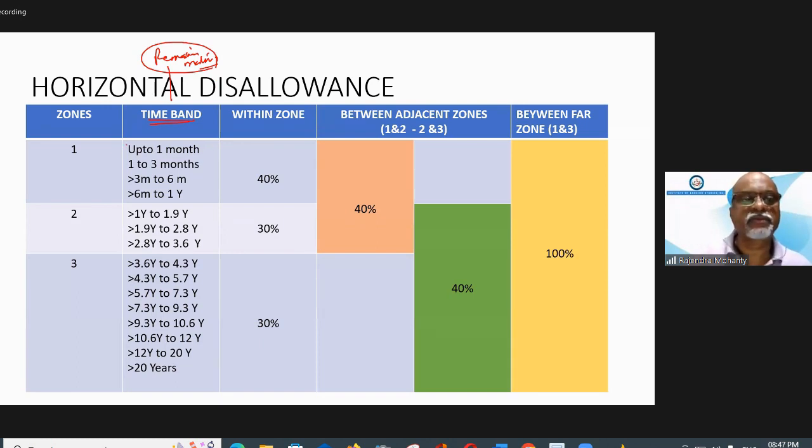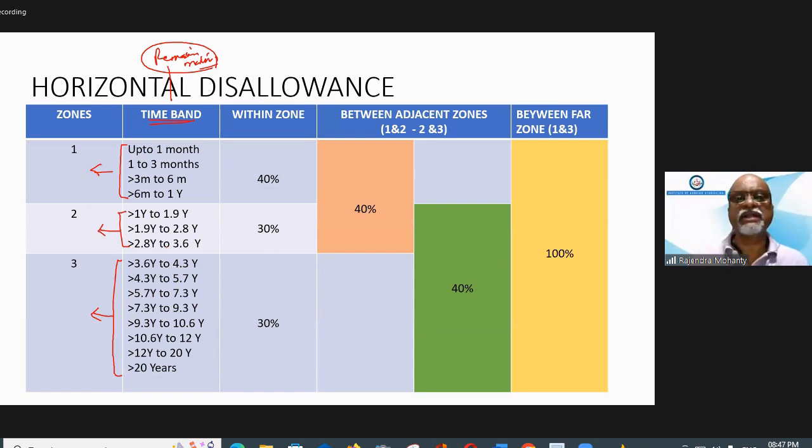The first 4 time bands belong to zone 1, the second 3 time bands belong to zone 2, and the remaining 8 time bands belong to zone 3. So these 15 time bands are divided into 3 zones. Zone 1 contains 4 time bands, zone 2 contains 3 time bands, and zone 3 has 8 time bands. You can see the time bands are the remaining maturity this way.